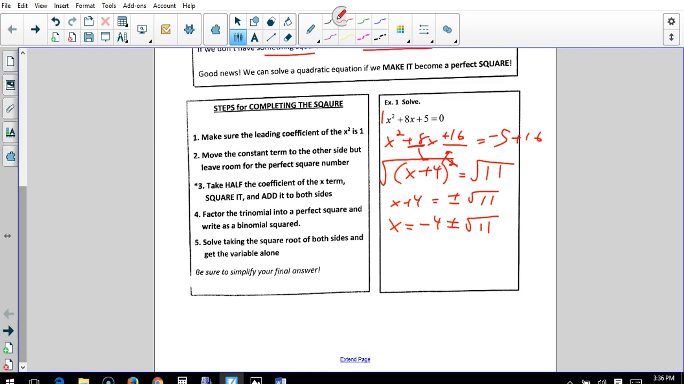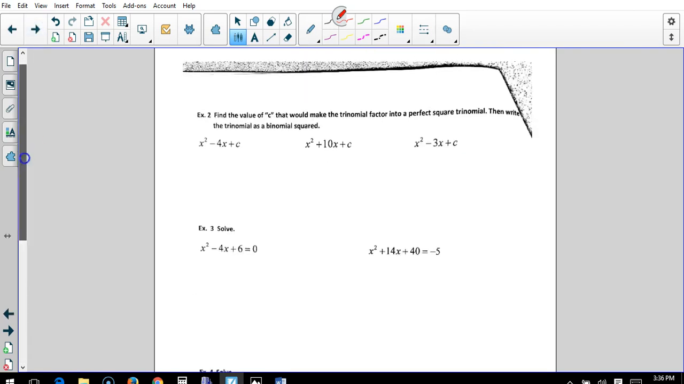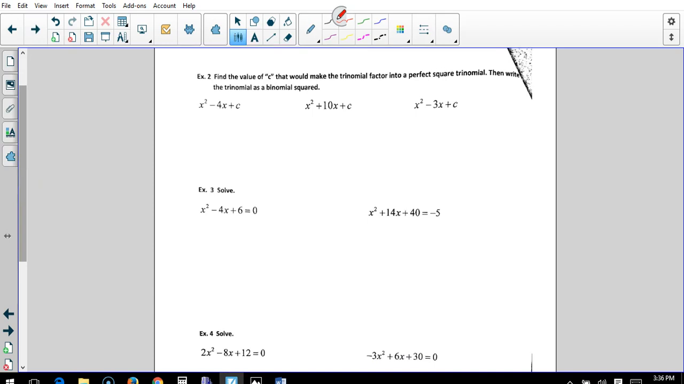And there's my answer. X is equal to -4 plus or minus square root of 11. So find the value of C that would make this a perfect square trinomial. Then write it as a binomial square.